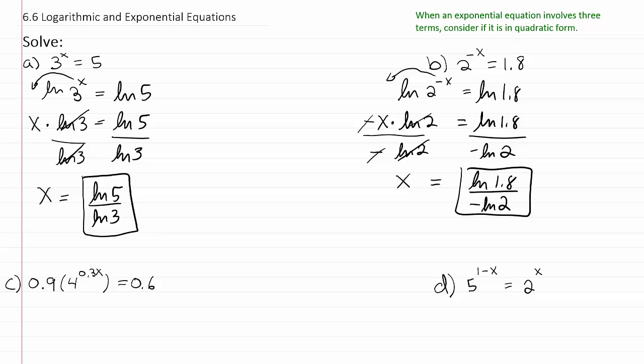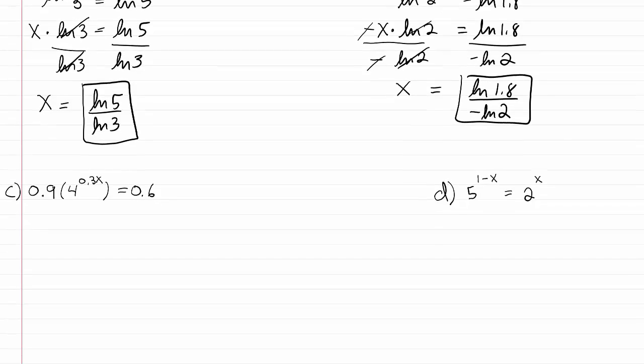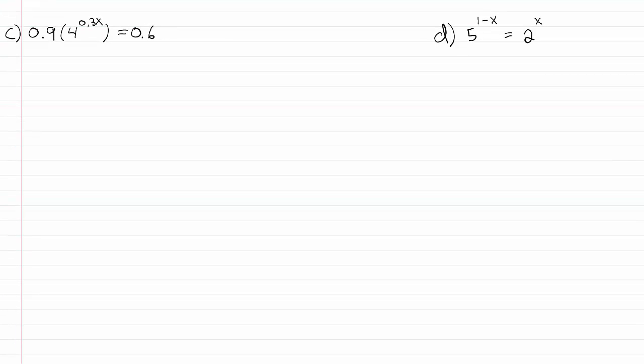All right, let's work out examples C and D then. For example C, we'd want to first perhaps divide off this decimal, right? Because we want to isolate x on one side of the equation, so it might be useful to divide both sides by 0.9 to start. All right, so we divide that off. You're going to end up with 4 to the 0.3x power is equal to, now 0.6 over 0.9 is the same as 6 over 9, and that's the same as 2/3.